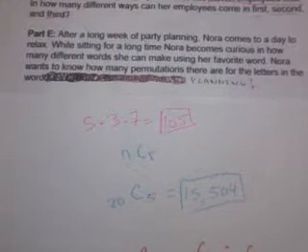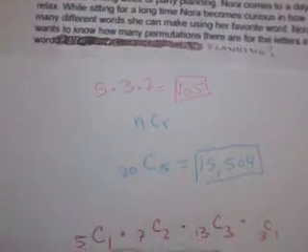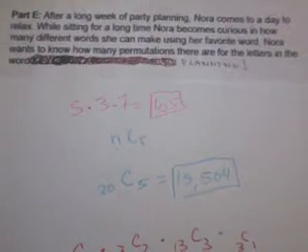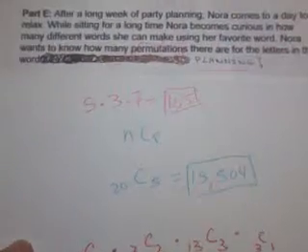Part E. After a long week of party planning, Nora takes a day to relax. While sitting for a long time, Nora becomes curious about how many different words she can make using her favorite word. Nora wants to know how many permutations there are for the letters in the word planning.